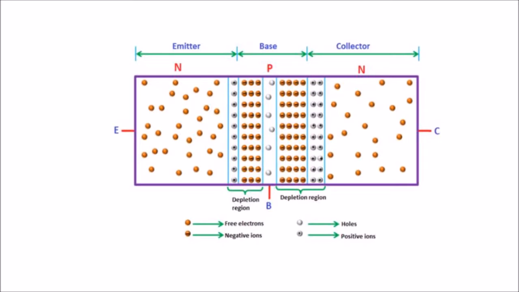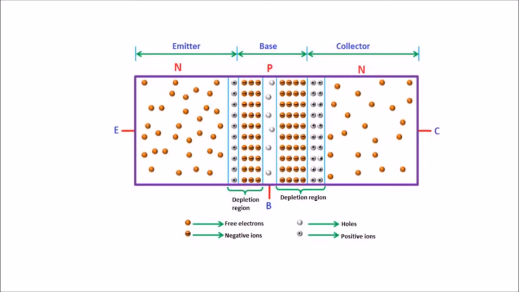We know that charge carriers always try to move from a higher concentration region to a lower concentration region. For free electrons, the N region is the higher concentration region and the P region is the lower concentration region. Similarly, for holes, the P region is the higher concentration region and the N region is the lower concentration region.